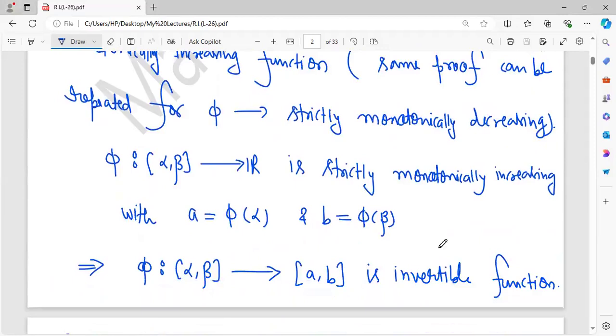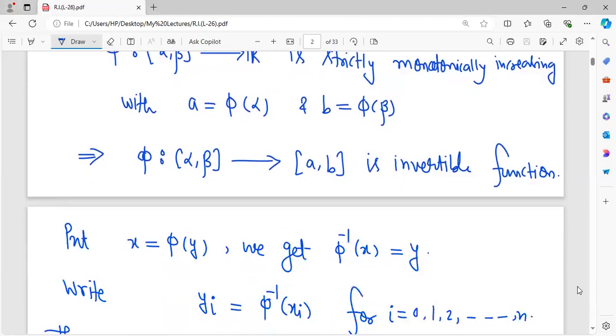So we can restrict our function phi. What is the range of phi? Because this function is monotonically increasing, at the initial point it takes the value a, and at the final point beta it takes b. So this is a function from [alpha, beta] to [a, b]. This is one-one and onto. Every strictly monotonically increasing or decreasing function is always one-one, and this is onto from the interval [alpha, beta] to [a, b], so it is invertible. So phi inverse will exist.